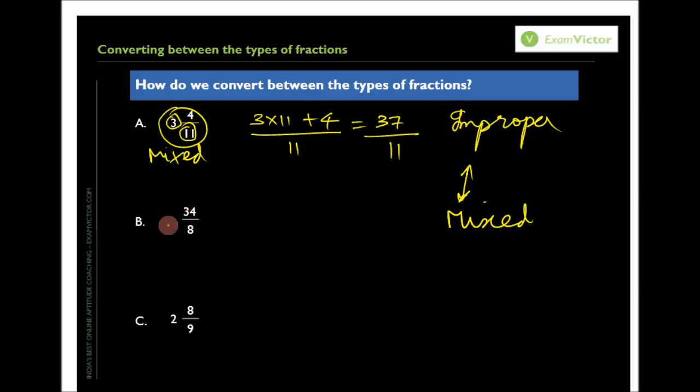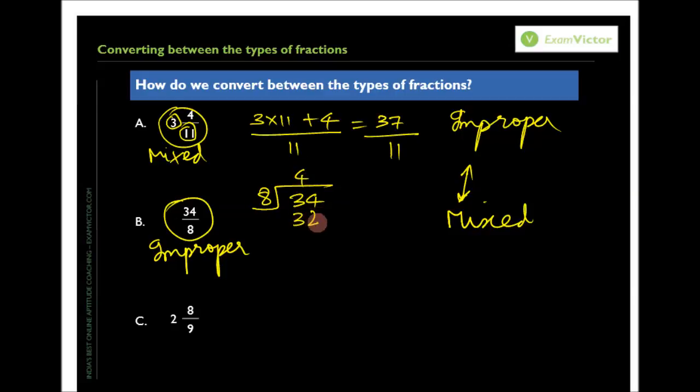Let's do the reverse now. This is an improper fraction, right? And I can convert this to a mixed fraction. How do I do that? I start dividing. So 34 upon 8, I start doing the division. I see that 8 fours are 32 and there is a remainder of 2. So this literally is my mixed fraction.